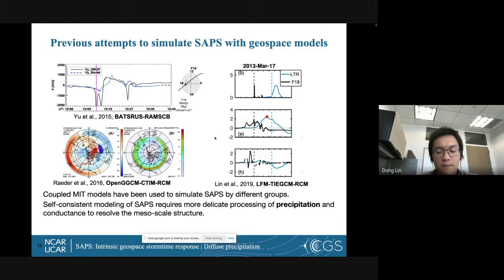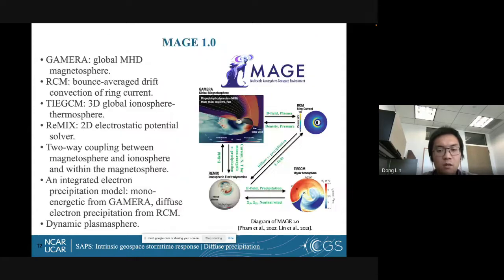Based on what I've learned about the driving physics, a very important factor is the very delicate processing of the precipitation and so the conductance in this subauroral region. So in the past 2 years, namely in phase 1 of CGS, what we have achieved is this version 1 of the MAGE model.